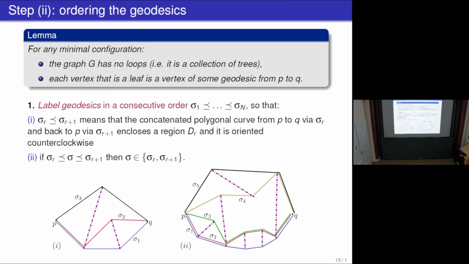Okay, so the two properties of the minimal configuration. That's one: it has no loops, so the whole cuts are split into trees, right? A tree is a connected graph with no loops. And the second property: each vertex of the cuts that remain, actually each vertex that is a leaf, is a vertex of some geodesic from P to Q.